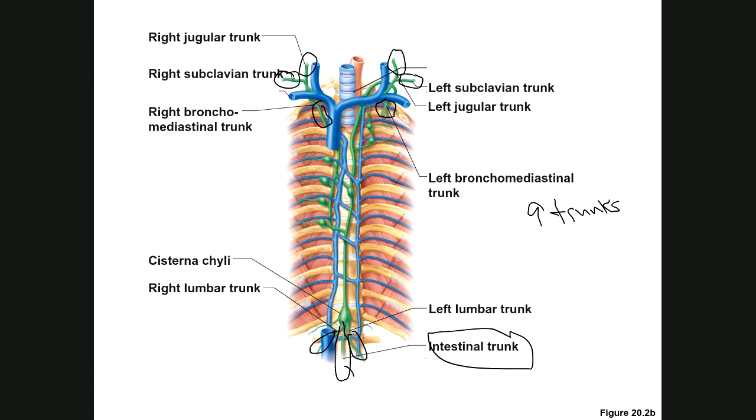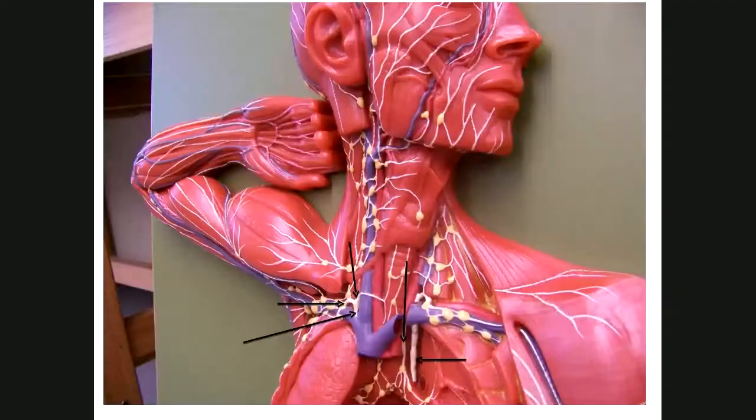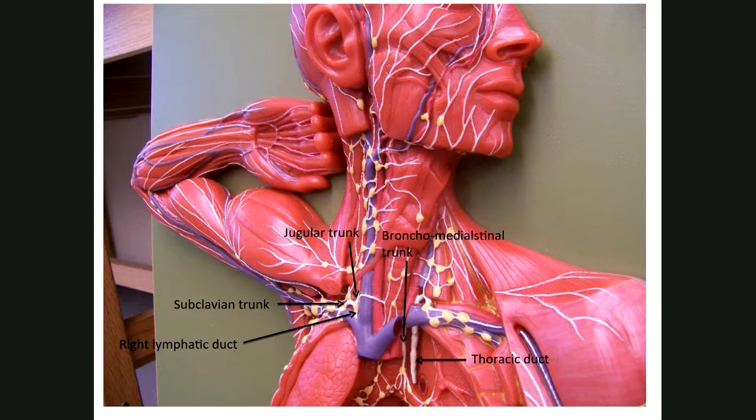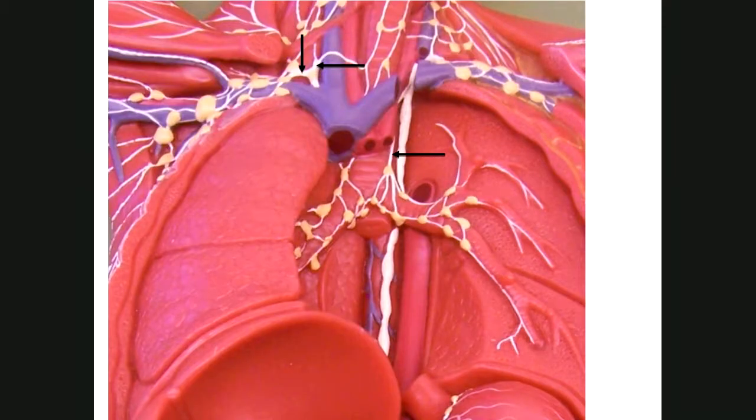So if we look on our model, here are the trunks. Look again, they're not big things. But there's our vessels. Remember, the fluid's moving this way. They're going to merge together and get bigger and bigger vessels until we get these trunks. And so here are the trunks that we can see right here. So there's a subclavian trunk, there's a subclavian trunk, there's a jugular trunk, and so on. If we come down a little further, we can see them a little better.